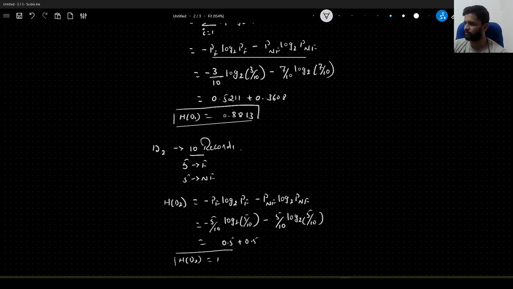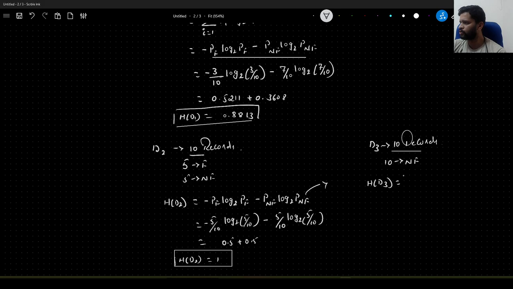D2. Okay. So similarly, if we have another data set, let's call it D3, and let's say we have 10 records. Out of 10 records, all 10 belong to non-fraudulent. None of the records in this D3 data set are fraud. So in this case, what will be the entropy for this D3 data set? If I just plug in the values in this formula, how many fraudulent do we have? None, right? So it will be 0.